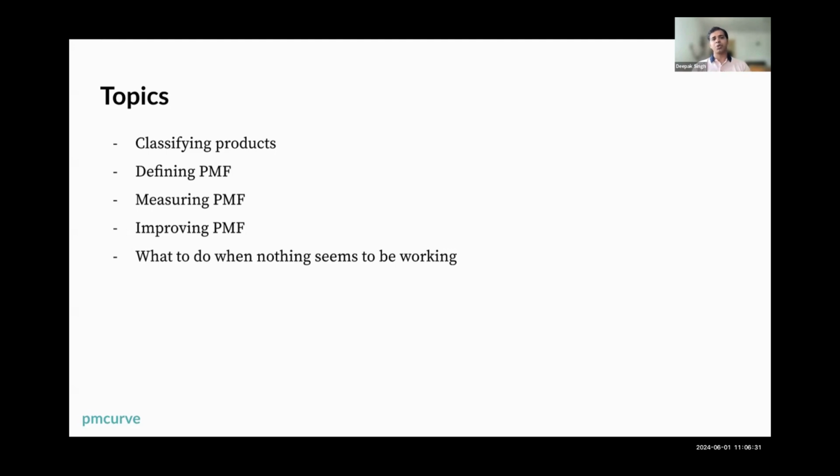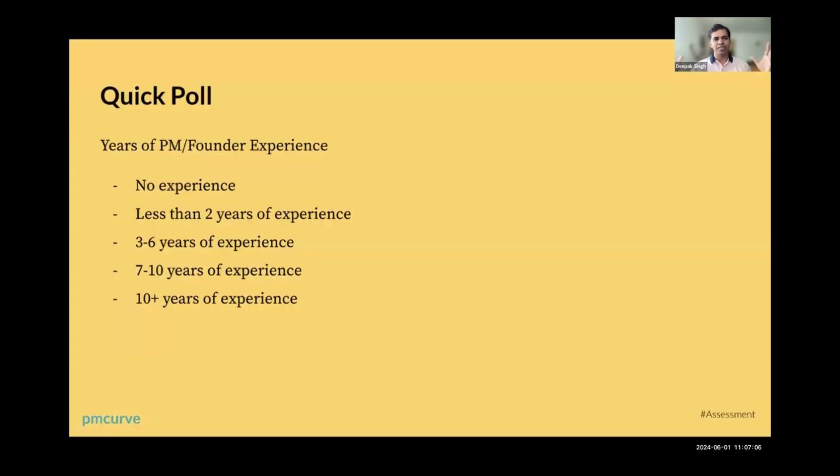The last one is what to do when nothing seems to be working, how to decide when nothing seems to be working, because we have been told again and again in our life that quitters don't go far ahead. But I'm also here to tell you that it's actually good to quit sometimes. You should not be very, very stubborn. There is a fine line between insanity and genius. So that is the agenda of the session. Very, very simple: classify, define, measure, improve.